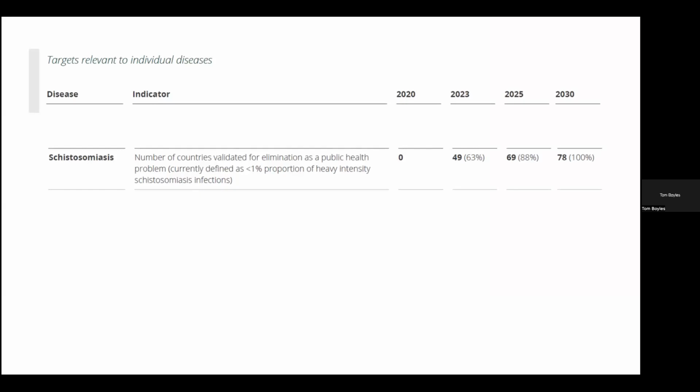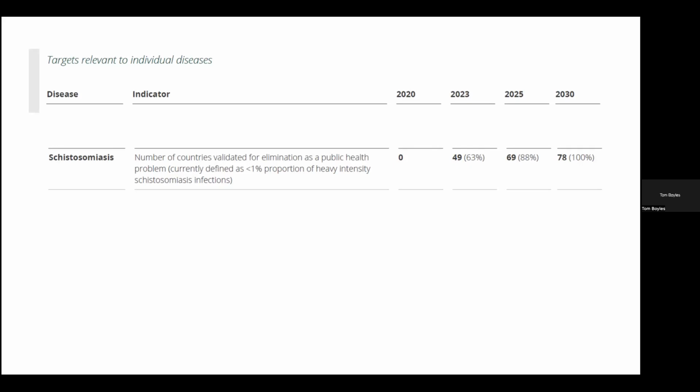And it gives specific targets for schistosomiasis. It's saying that the number of countries validated for elimination as a public health problem, which they define as less than 1% proportion of heavy intensity schistosomiasis infections, was 0 in 2020. This is of the 78 countries where schisto is endemic, of course. And the aim is by next year to achieve that in 63% of countries, a couple of years later, 88%, and by the end of this decade, all countries to have achieved that goal, which is ambitious.